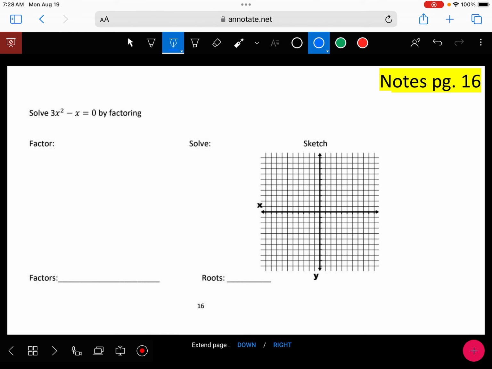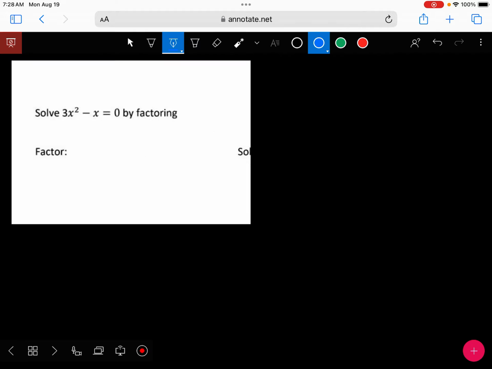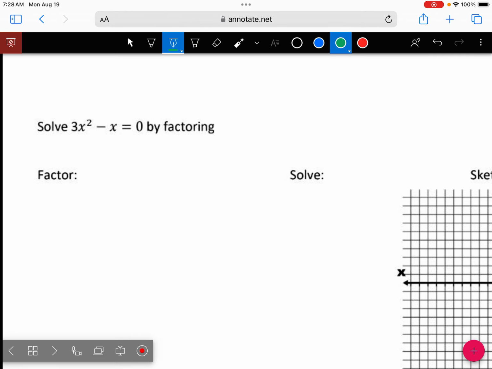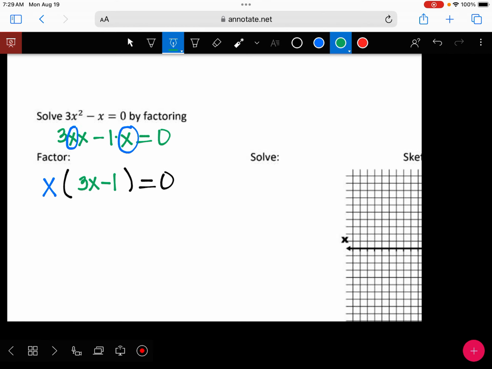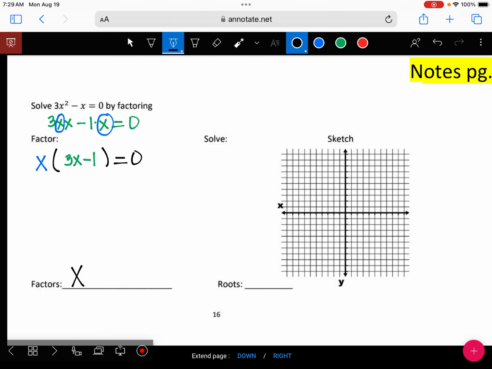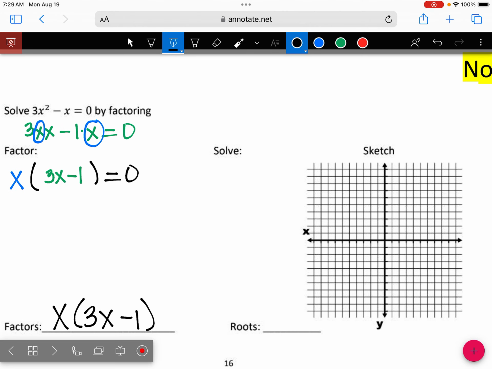3x squared minus x equals 0. So you have a 3x times x minus a 1 times x equals 0. So what's the GCF that I can take out of both of those terms? They both have an x. So let's take out the x. And then that's going to leave you with 3x minus 1. So that would be your factors. X times 3x minus 1. All right, set them equal to 0. So x equals 0, that would be your first solution. And then for your second one, that one is going to be a fraction. So go ahead and solve that.